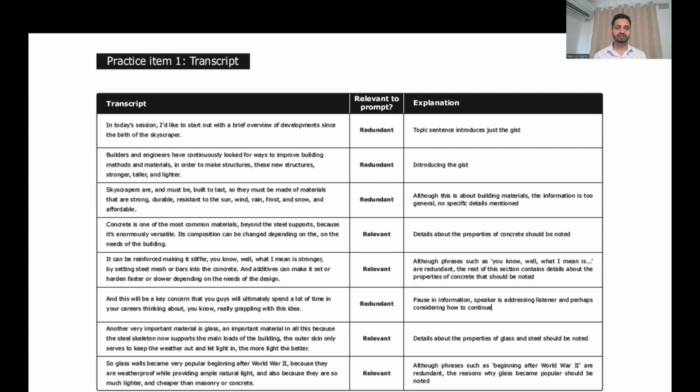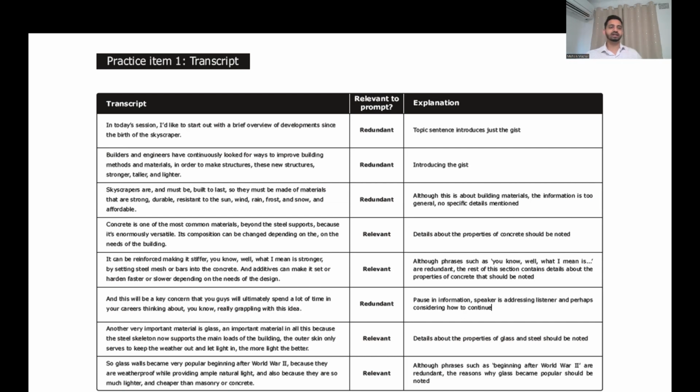Thirdly, we've got: skyscrapers are and must be built to last, so they must be made of materials that are strong, durable, resistant to the sun, wind, rain, frost, and snow, and affordable. Although this is about building material, the information is too general. No specific details are mentioned about the material itself, the type of material. That's what we're looking for. It's redundant too.